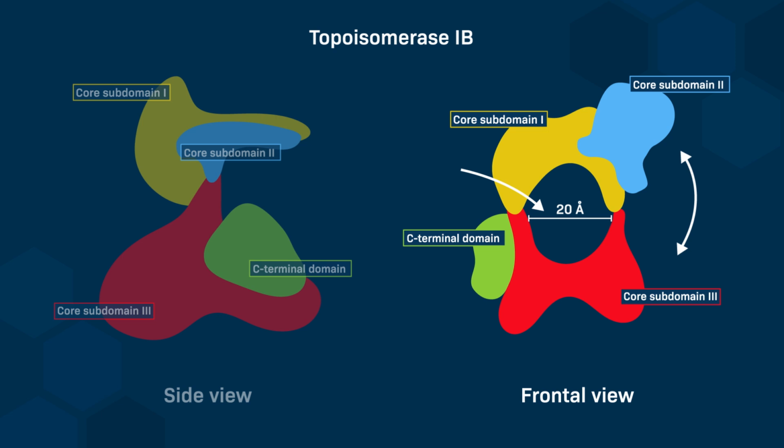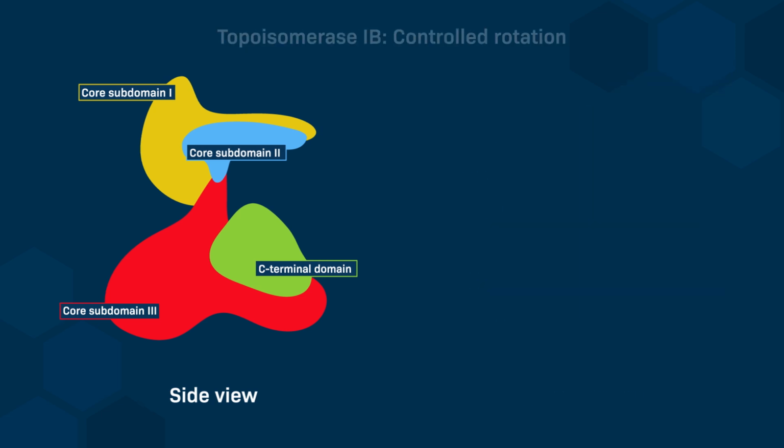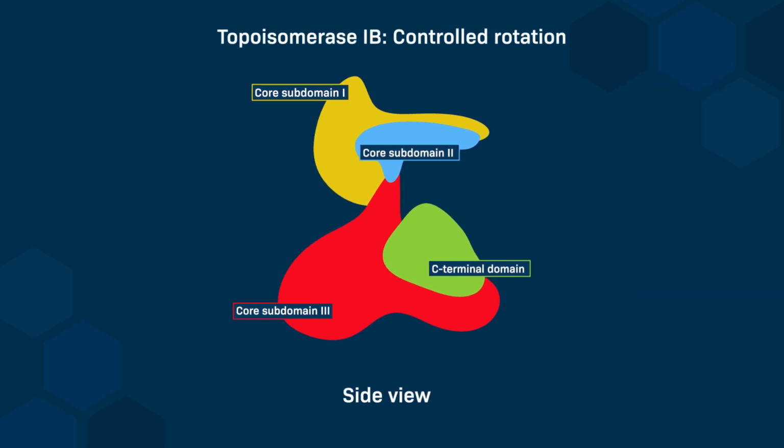When considering the structure of this enzyme bound to DNA, it's clear that the double helix of DNA fits snugly inside the structural domain of topoisomerase 1B. This alignment suggests a potential mechanism for interaction between the enzyme and the DNA molecule. Let's delve into the mechanism of action.